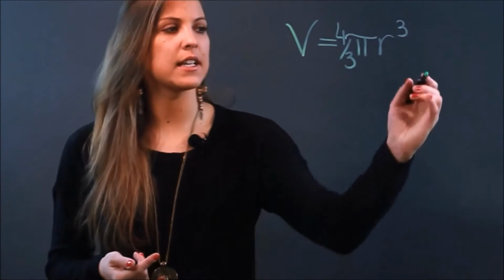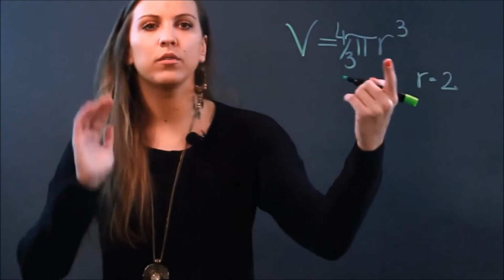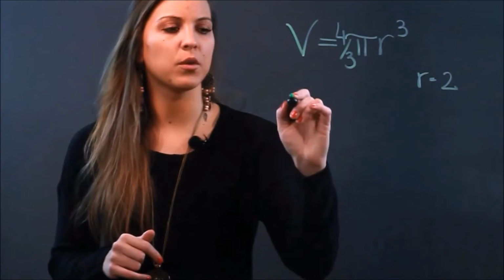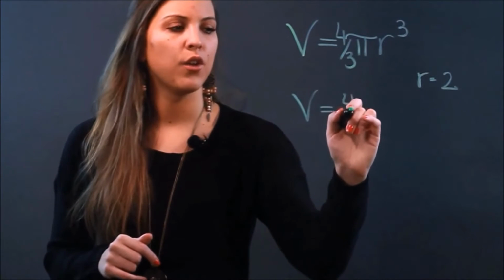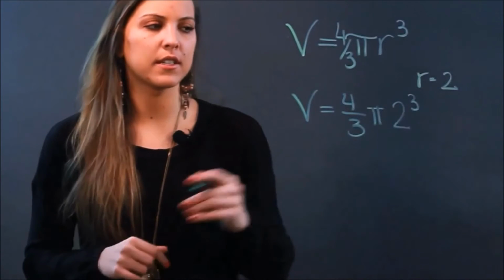So if we're given the radius, let's say we are given that the radius is 2. All we're going to do is substitute 2 into our formula for r. So we would have volume equals 4/3 pi 2 cubed. And now we're just going to simplify.